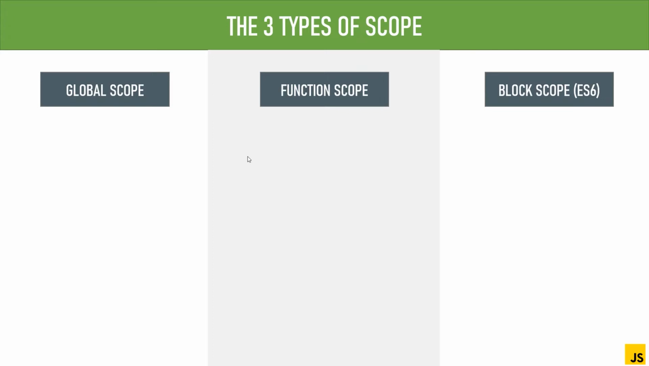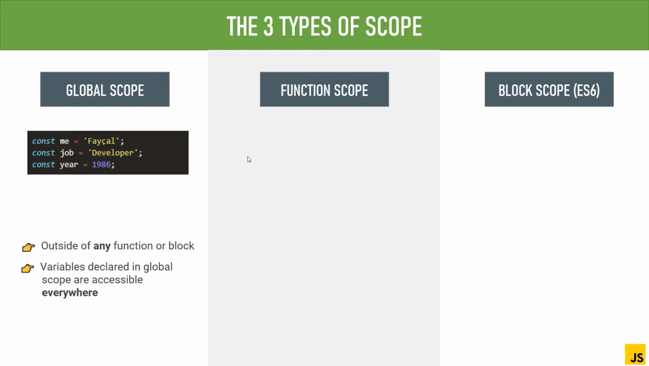So first, the global scope is once more for the top level code. So this is for variables that are declared outside of any function or block. These variables will be accessible everywhere in our program, in all functions and all blocks, so really everywhere.